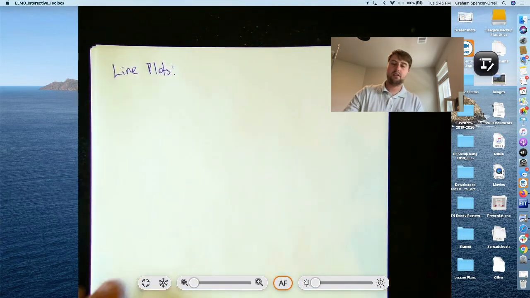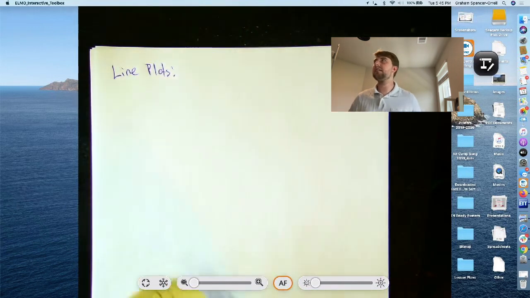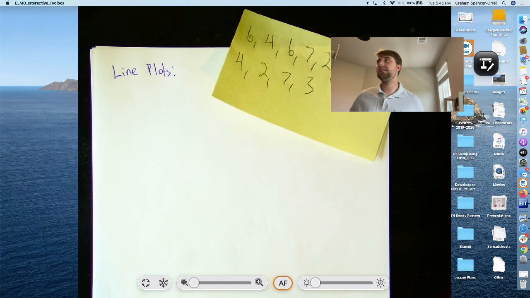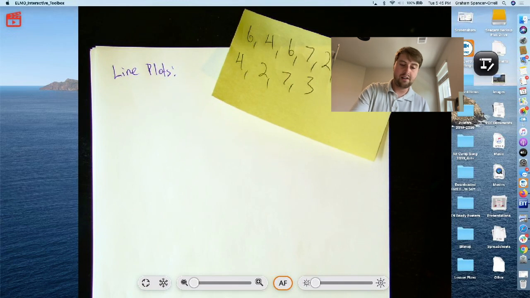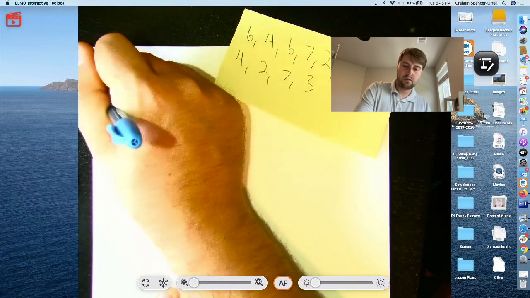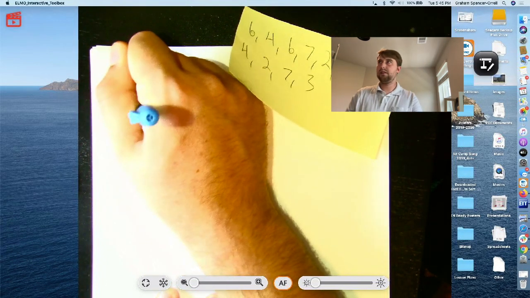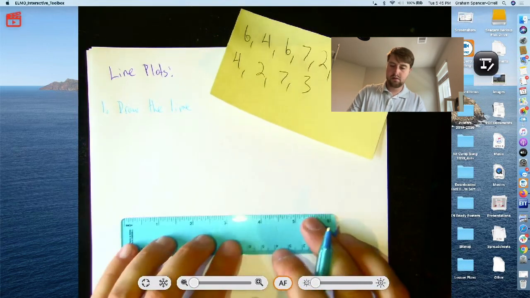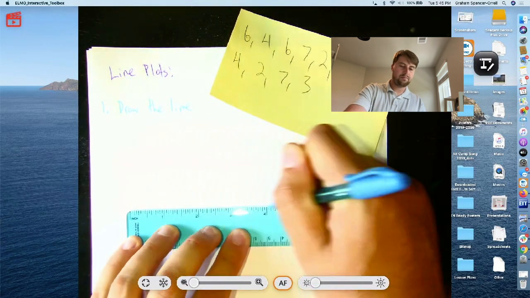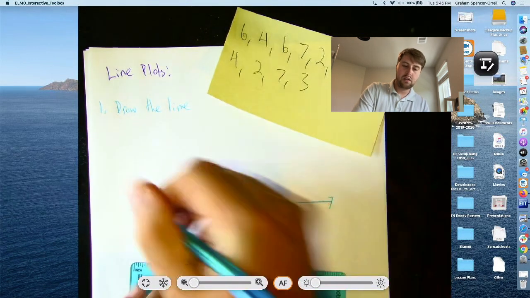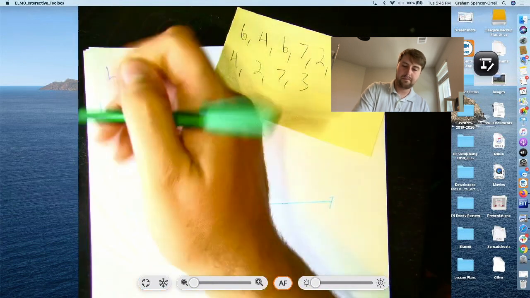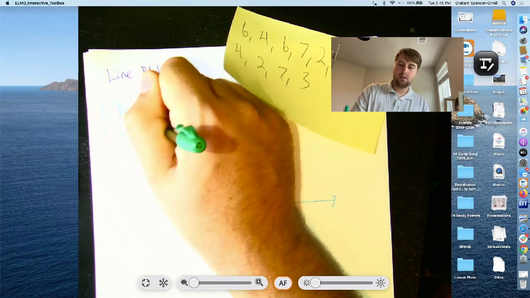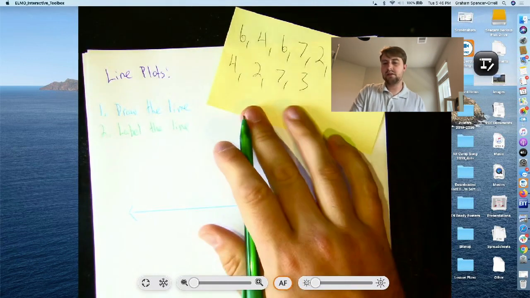And I have some data chosen right here for us. 6, 4, 6, 2, 7, 6, 7, 4, 2, 7, 3. There are just two parts to our number. I guess there's three parts. We're gonna first draw our line. Take my ruler, draw my line. Our second step is going to be to label the line. So I see we have numbers 2 to 7.